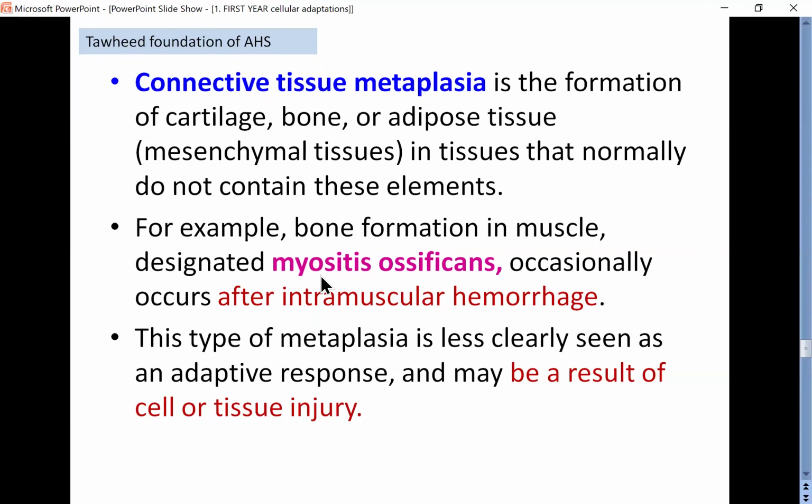Myo means muscle, and the term ending with itis means inflammation. So there will be some inflammation in the muscle fibers, and ossificans is something related to the bone. So there will be bone formation inside a muscle, which will lead to some muscle inflammation. Usually this clinical condition happens after a fracture, where you can see intramuscular hemorrhage. So this type of metaplasia is less clearly seen as an adaptive response and may be the result of a cell or tissue injury.